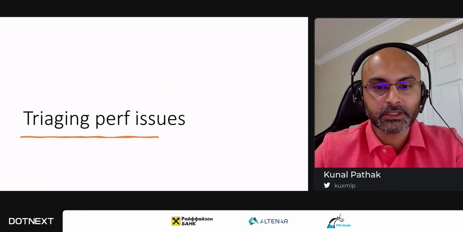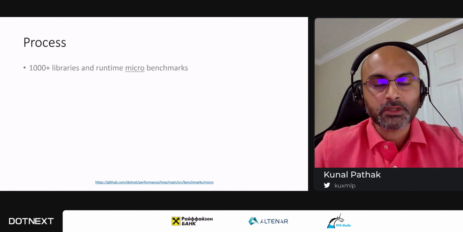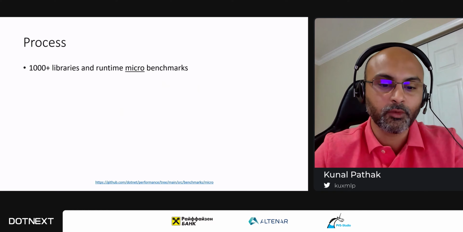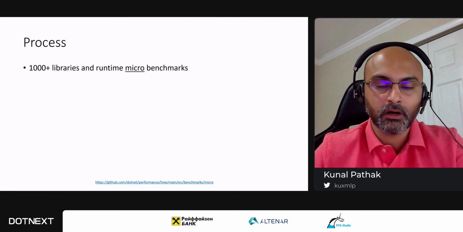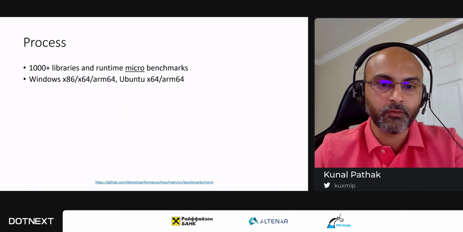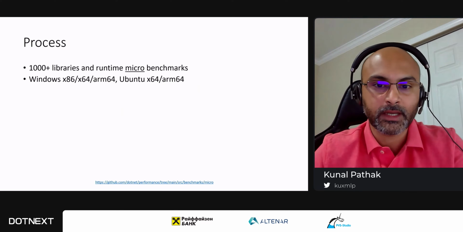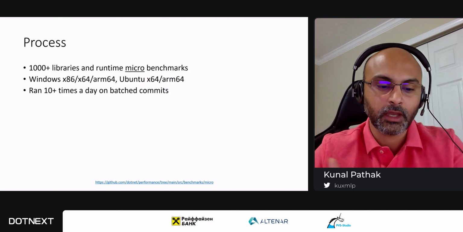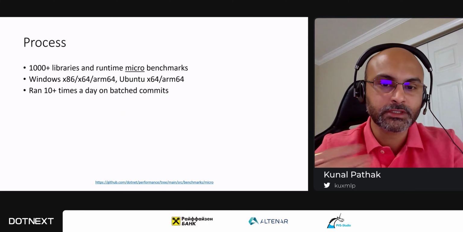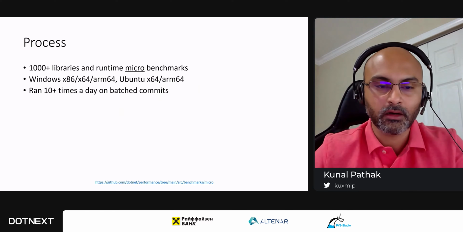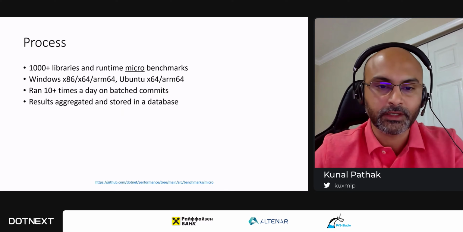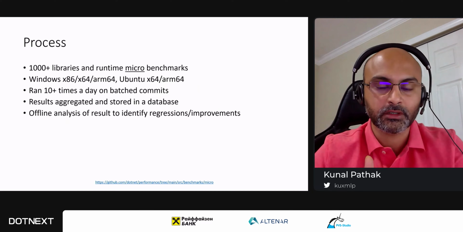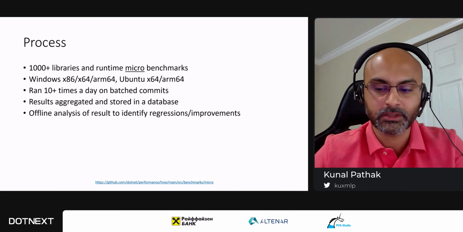So let's start with the first topic of triaging the perf issues. So here's the process that we follow. We run the BenchmarkDotNet benchmarks, and there are 1,000+ benchmarks, covering both libraries and runtime areas. We run them daily on multiple platforms like Windows x86, x64, ARM64, and Ubuntu x64 and ARM64. Those are run at least 10 times a day on batched commits. So after every 4 or 5 commits, we trigger a run that does these benchmark runs on all those platforms. Then we aggregate the results, store them in the database, and once that is done, we do some offline analysis to know whether there were any improvements or regressions introduced in the commit range.